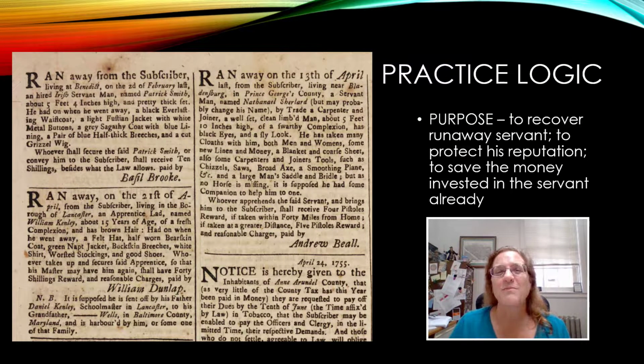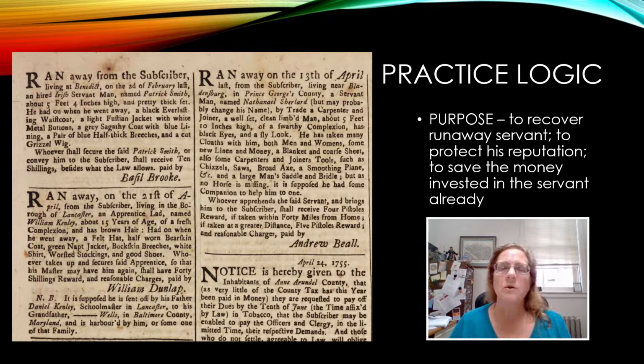Okay, you probably got that one pretty quickly because it's right there. He wants to get his servant back. So it's right on the surface. The purpose was to recover the runaway servant. If you want to get a little bit deeper and maybe think about it a little bit more, go to the next level. Why did he want to recover his runaway servant?